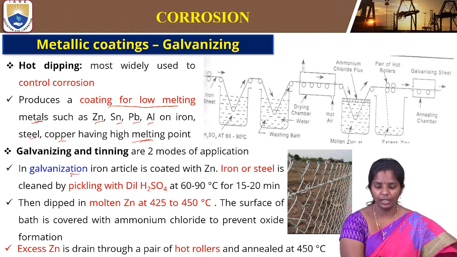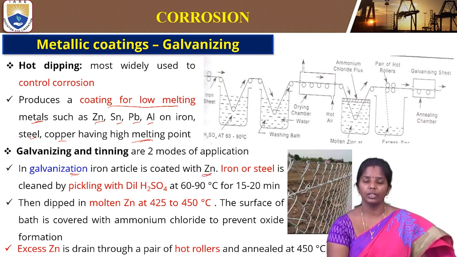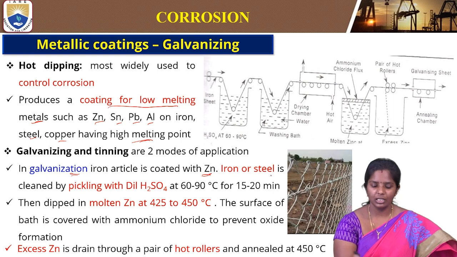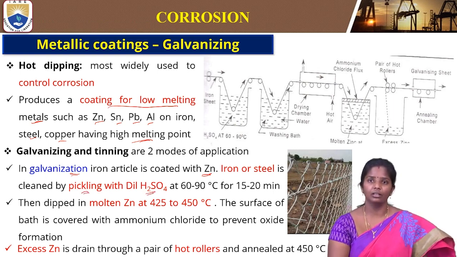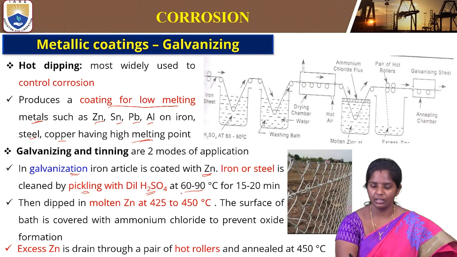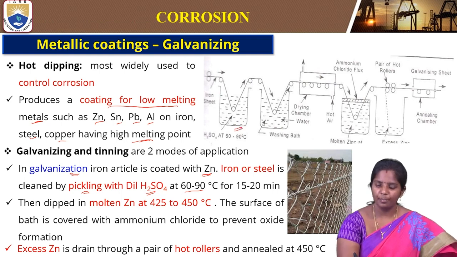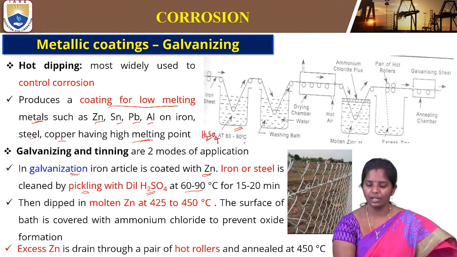In galvanization, what happens? An iron article is coated with zinc. So zinc is used in coating the iron articles. Iron or steel is cleaned by pickling with sulfuric acid. What does this pickling method do? When it is dipped in sulfuric acid, it cleans the surface and removes the dust particles. It is done at 60 to 90 degrees centigrade. So this is the bath having the sulfuric acid, H2SO4, at 60 to 90 degrees.